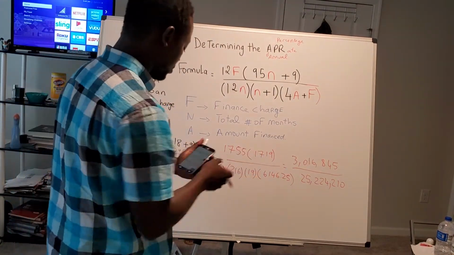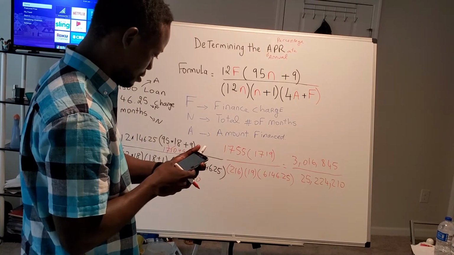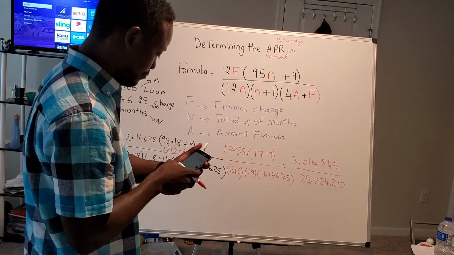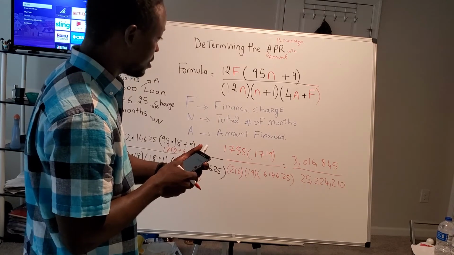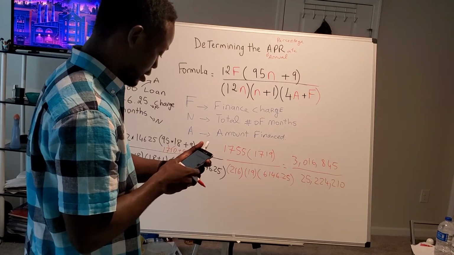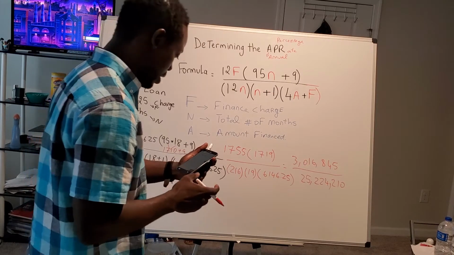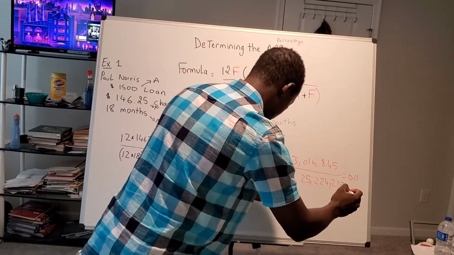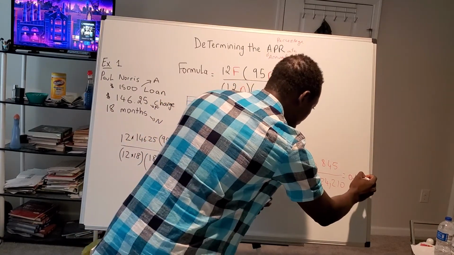So, and then I'm gonna do the division, right? So 3,016,845 divided by 25,224,210. So I get 0.1196, right?